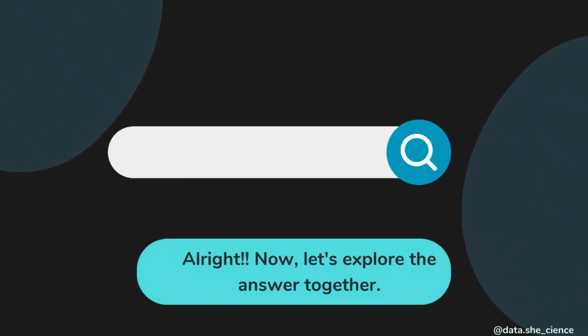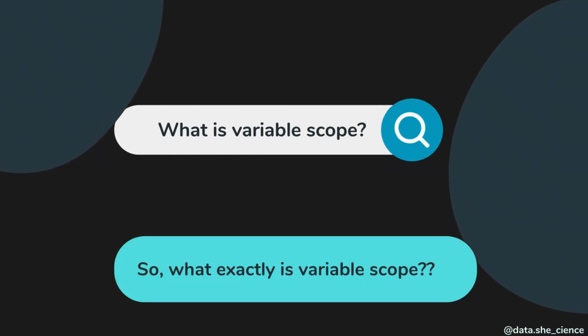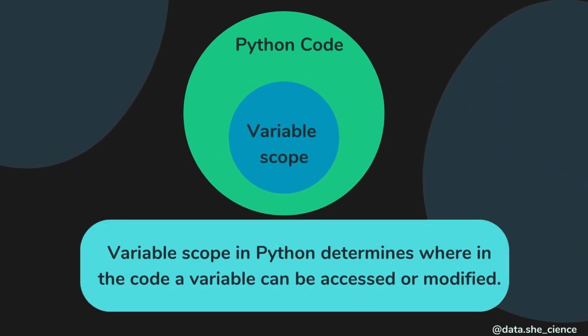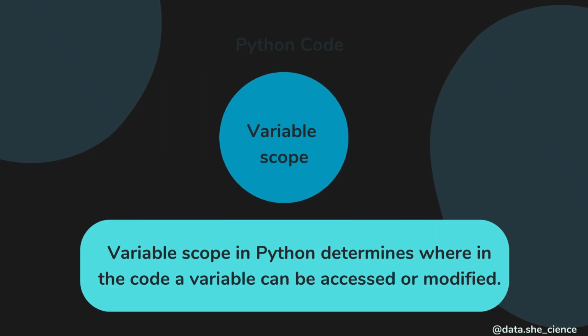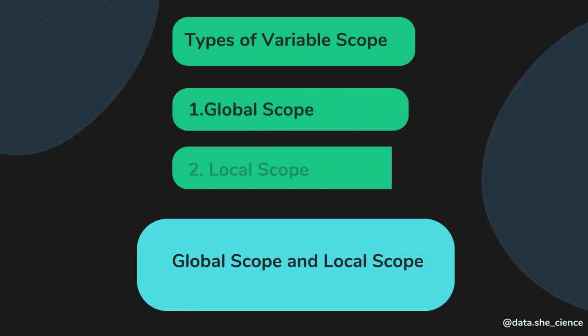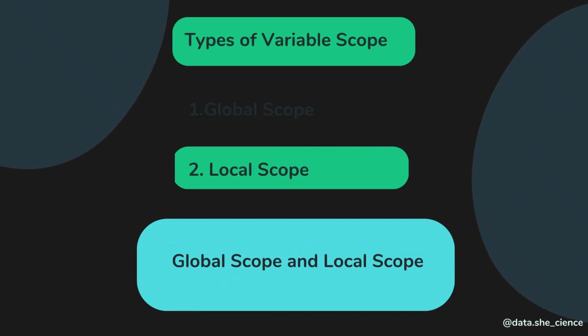Alright, now let's explore the answer together. So what exactly is variable scope? Variable scope in Python determines where in the code a variable can be accessed or modified. There are primarily two types of variable scopes in Python: global scope and local scope.